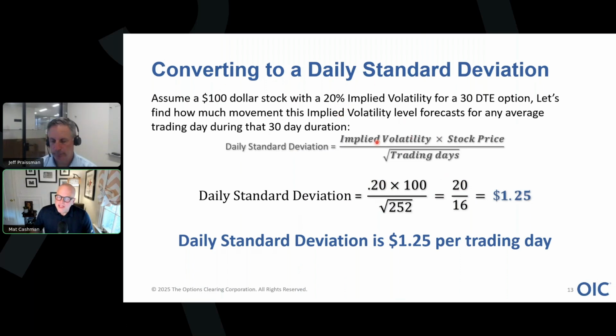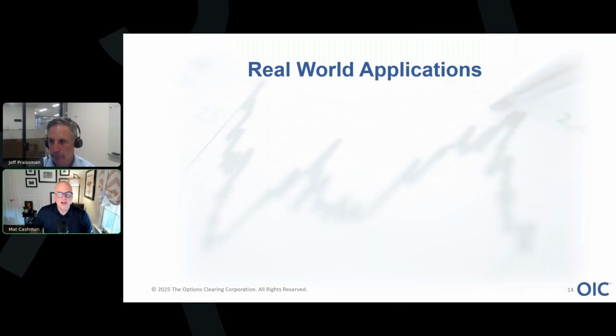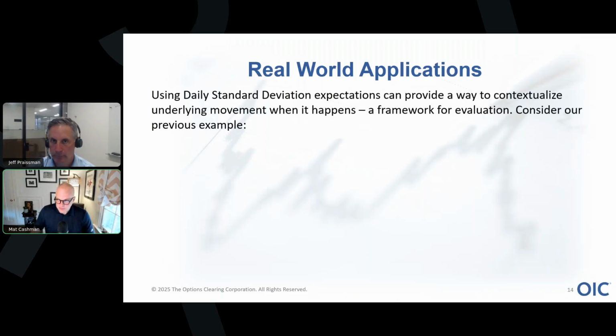Really tells you that the market is expecting, for however long those options are alive, that this thing's going to move $1.25 per day on any average day. Now, that's not a guarantee that it's going to move $1.25 per day. That's the forecast that this vol is telling you. So that's how we do that as far as the standard deviation is concerned.